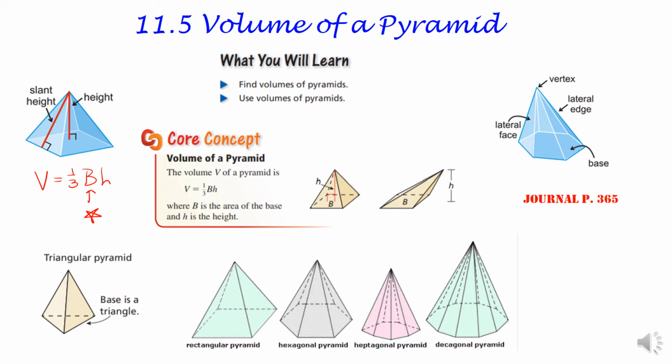So look down here, we have a triangular pyramid, the base is a triangle. Rectangular pyramid, hexagonal pyramid, heptagonal pyramid, and a decagonal pyramid. And if you look at these other diagrams, these show you different aspects of the pyramid.